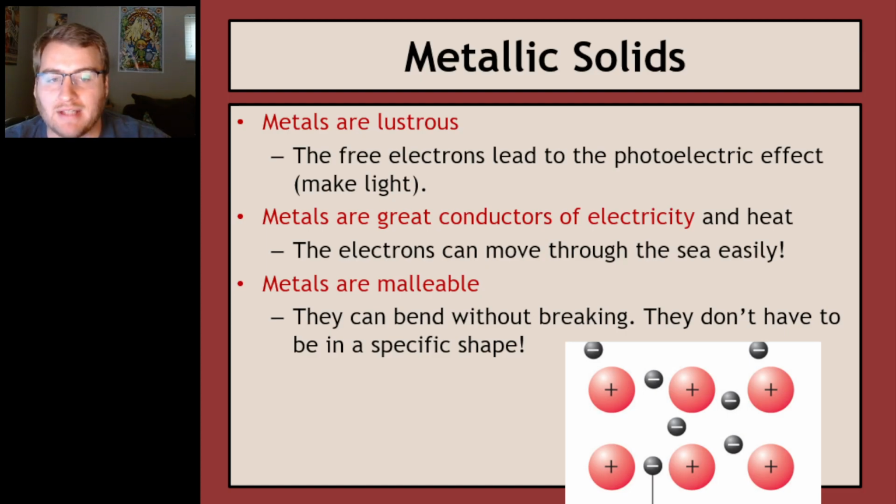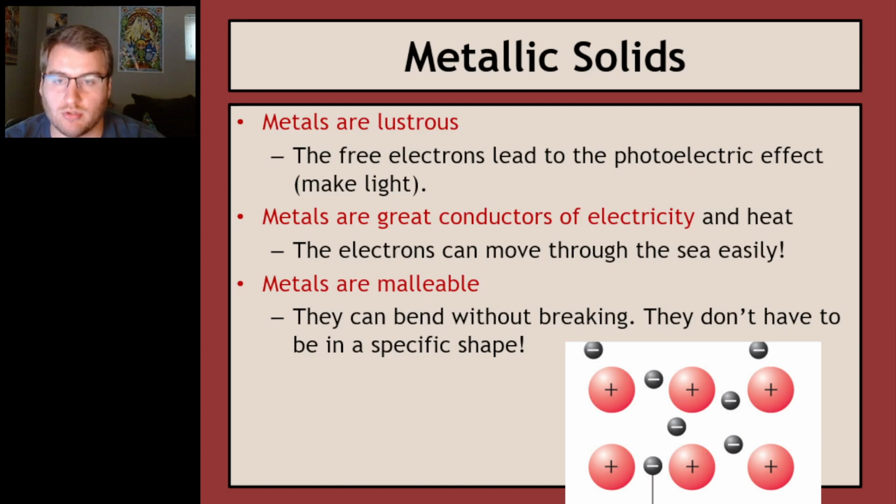And metals are malleable, meaning they can bend a lot without breaking. Right? They aren't brittle like an ionic thing is. If I was to smack this with a hammer, it wouldn't really care. I can mold and bend its shape around because it doesn't have to be in a specific pattern. These electrons act as a sort of glue and basically hold it all in place. So if I was able to smack this with a hammer, it wouldn't care.